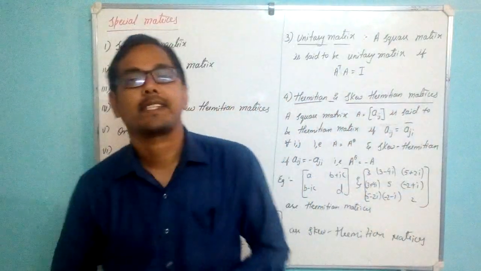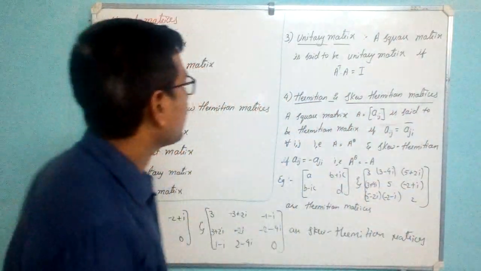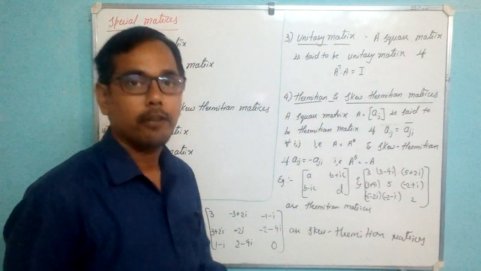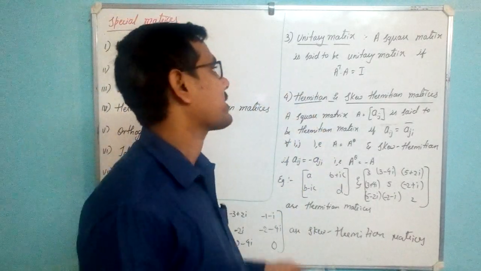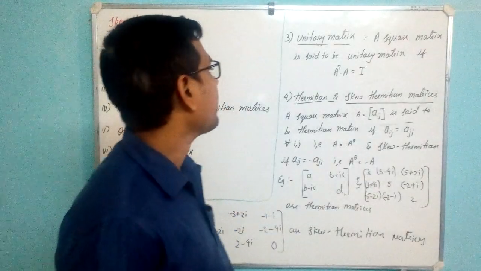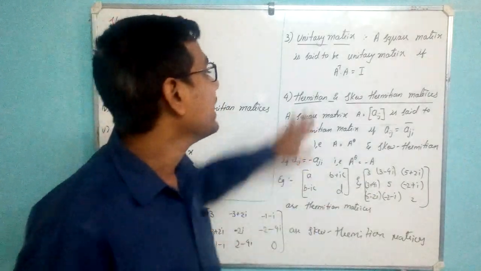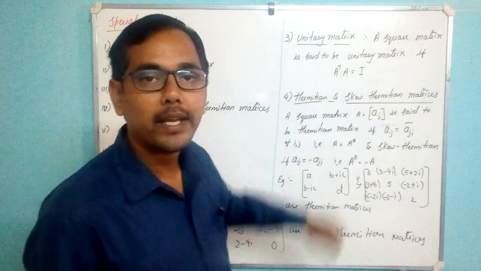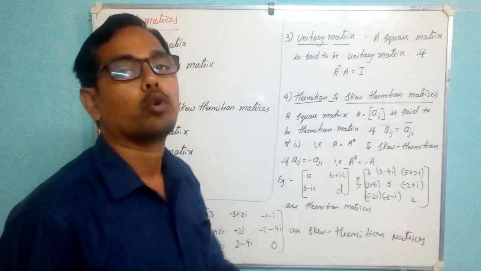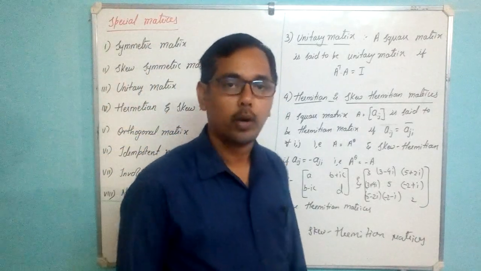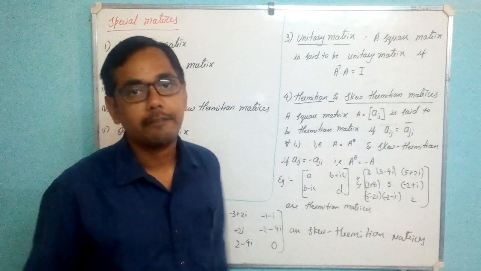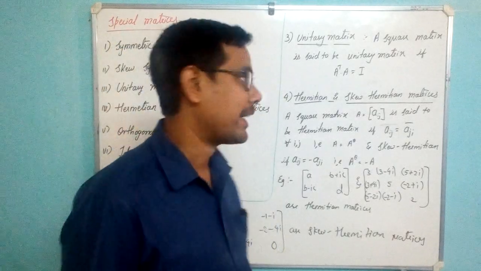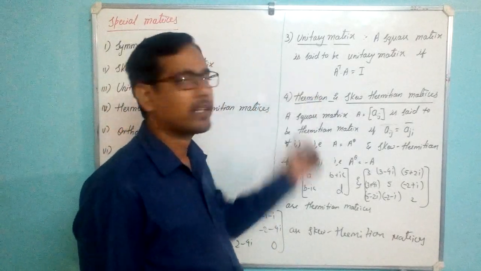Okay friends, let's see what the next types are. The third one is the unitary matrix. When do we call any matrix a unitary matrix? Let's see its definition. A square matrix is said to be a unitary matrix when A transpose dot A is equal to I. So when A transpose dot A is equal to I, that particular matrix A, we call it a unitary matrix. Okay, that was very simple.